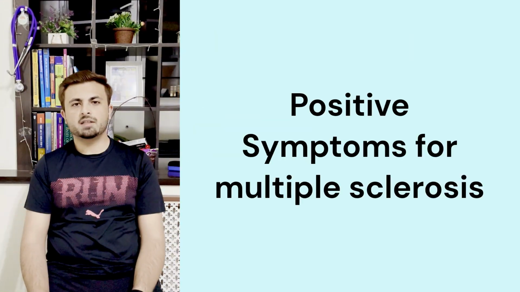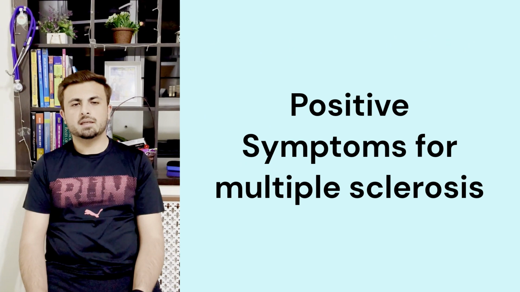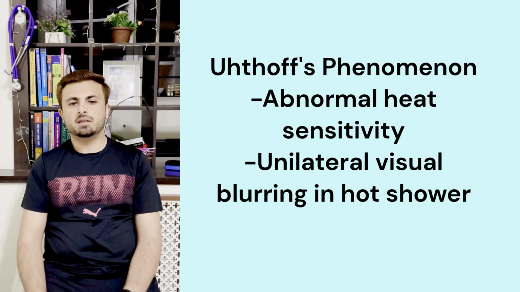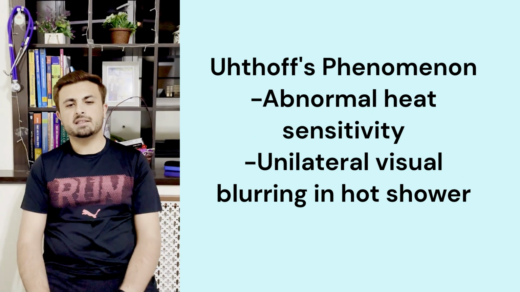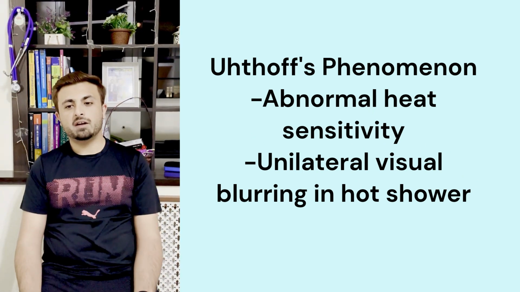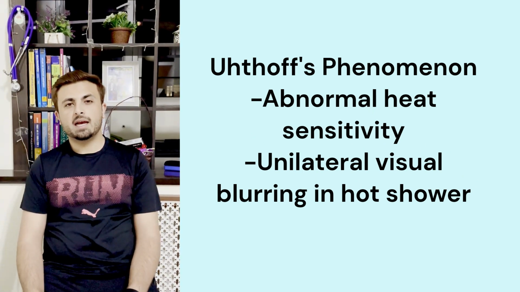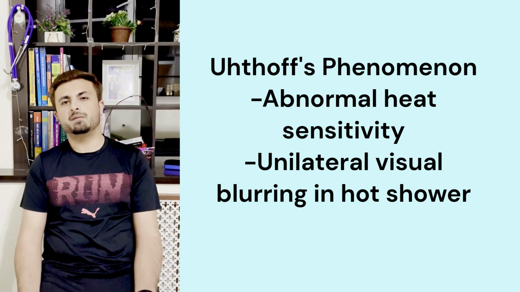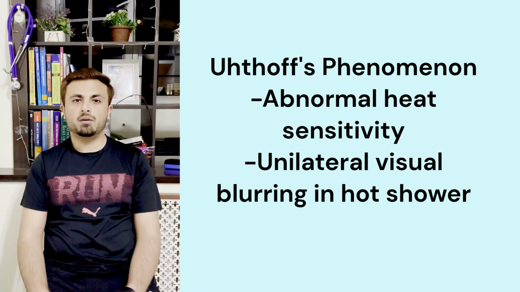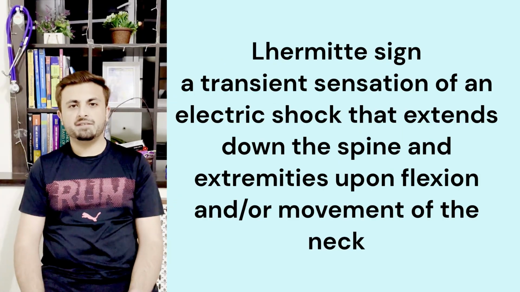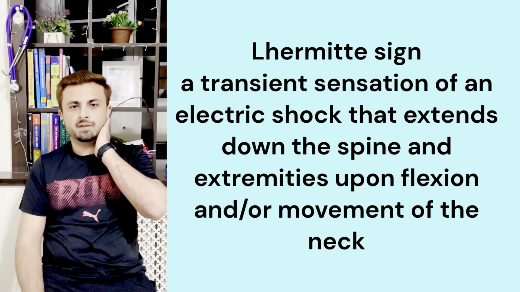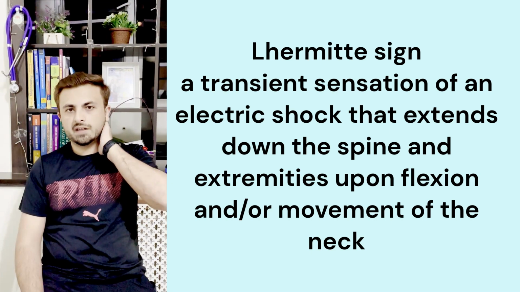Positive signs for multiple sclerosis. First of all, Uhthoff's phenomenon. It is abnormal heat sensitivity. It is the feeling of abnormal heat sensitivity, and the second is visual blurring during a hot shower. Lhermitte's sign. In Lhermitte's sign, when the neck is flexed, we can feel an electric shock like current.